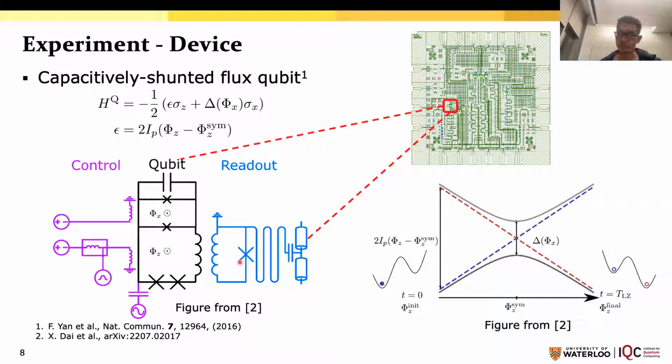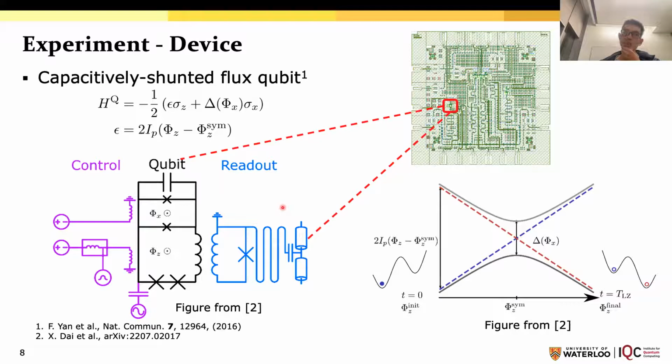Okay, I'll next talk about the experiments, but I also realized that we are already 20 minutes in, so I'll try to speed up this part and get to the measurement results and the simulations.